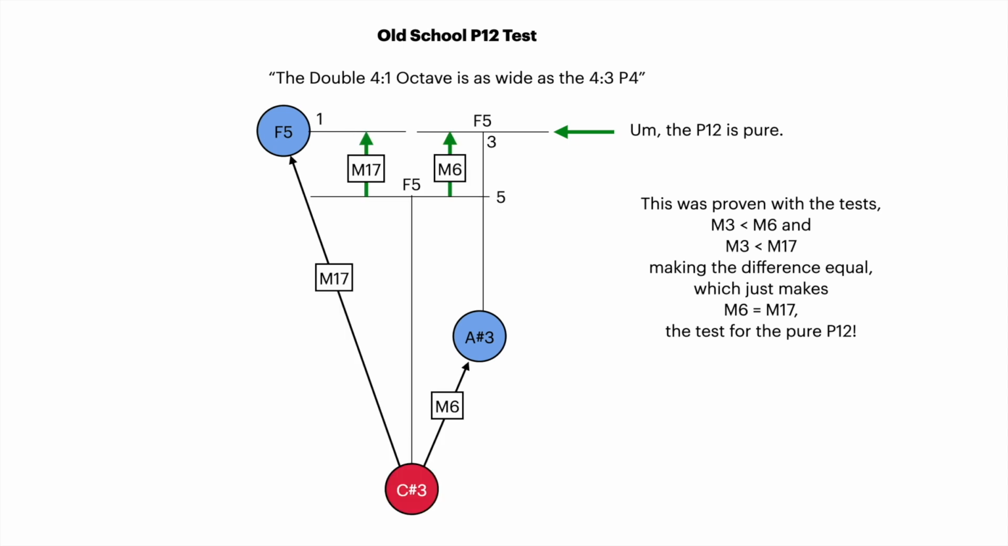This just goes to show how a simple idea like testing the 12th to be pure using the major 6th and the major 17th to test that the 3-1 perfect 12th is pure was originally so complicatedly explained that it must have made many beginning piano tuners' eyes glaze over. Piano tuning does not need to be this complicated.